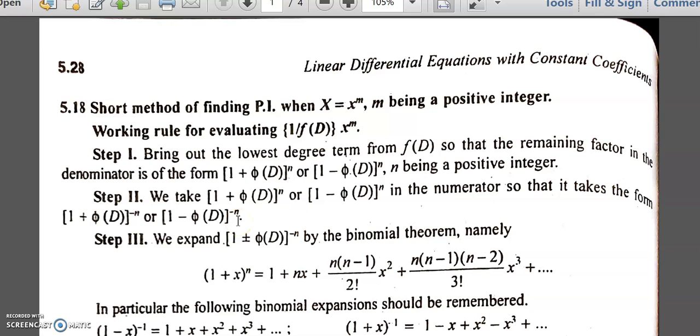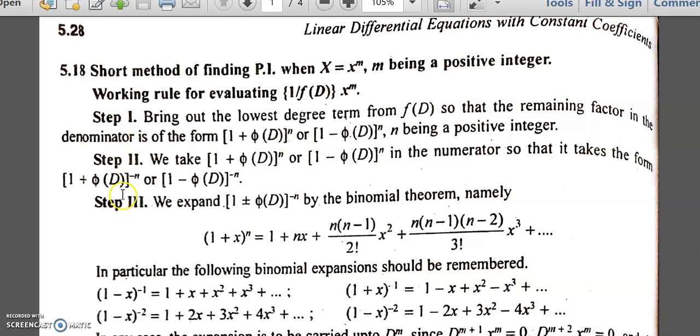Welcome students. As a continuation of our last lecture, let us also find the particular integral when the right hand side is a polynomial of the form x to the power m, m being a positive integer. You just remember m being a positive integer. So I will not show you these steps.